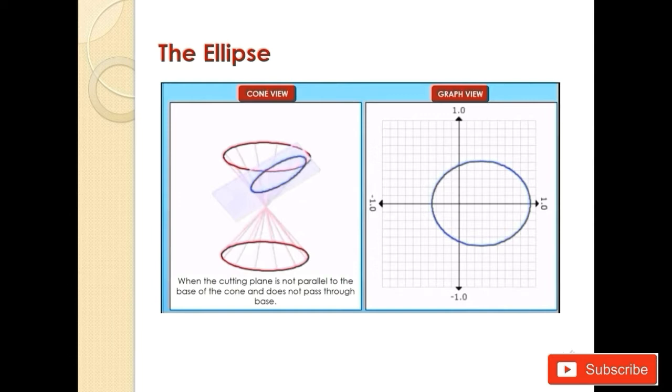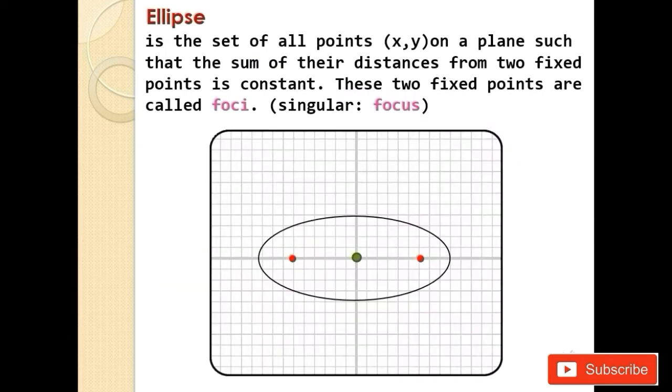Now, how is an ellipse defined in geometry? Ellipse is the set of all points with coordinates x and y on a plane such that the sum of their distances from two fixed points is constant. These two fixed points are called foci, or focus in singular. In the figure below, we have the graph of an ellipse with foci 1 and 2.